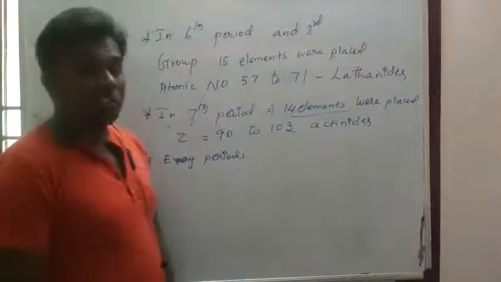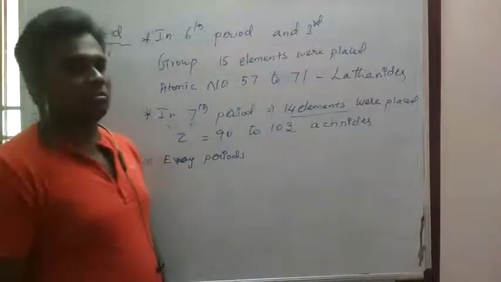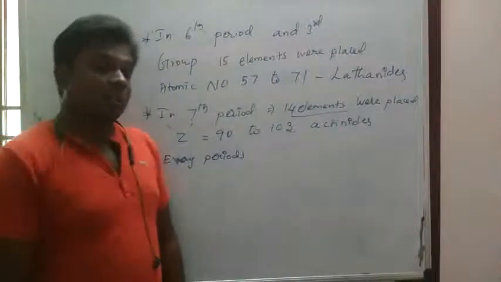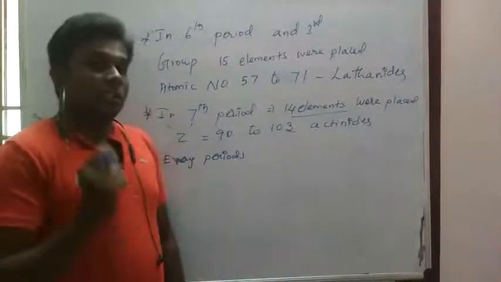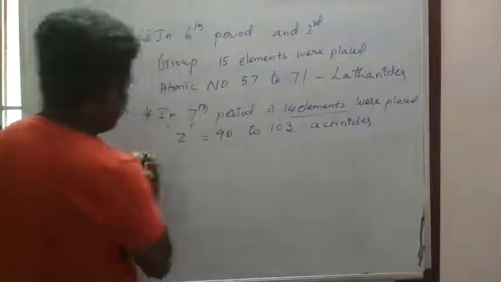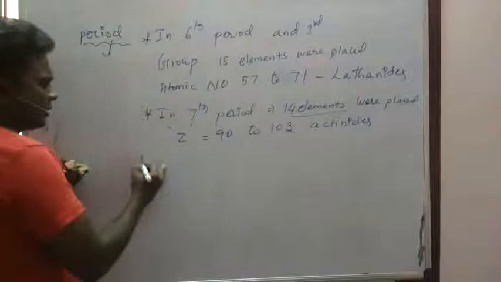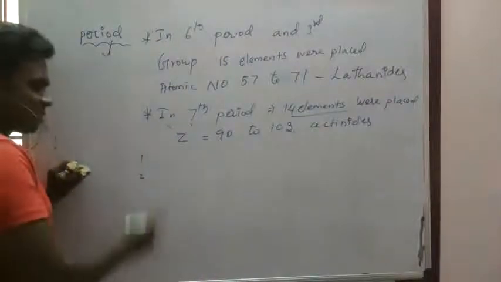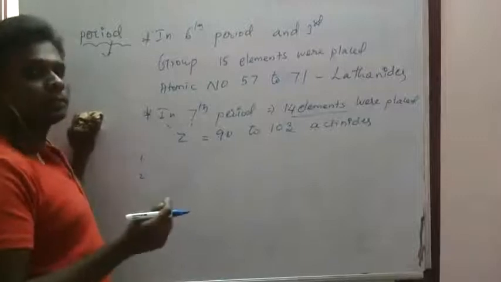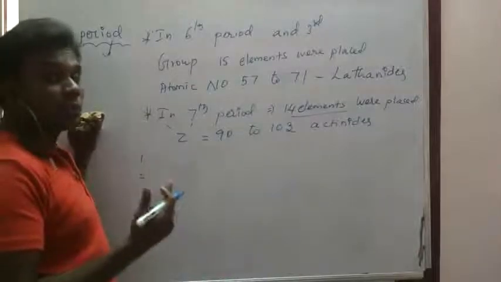Every period starts with the alkali metal, and it ends with the noble gas elements. Say for example, as I told you, every period, first period, second period, all 7 periods, starts with an alkali metal and ends with the noble gas.